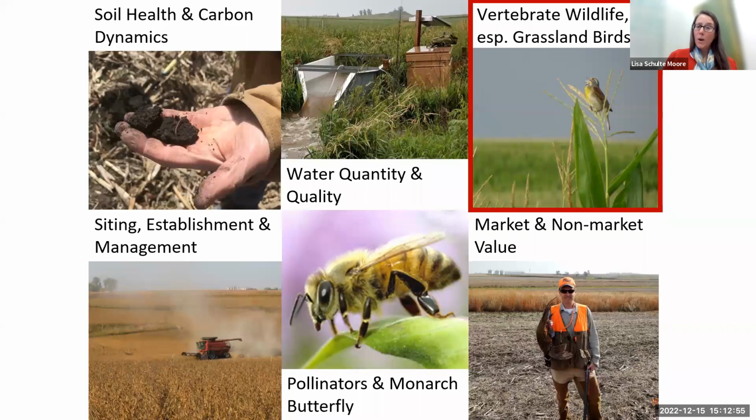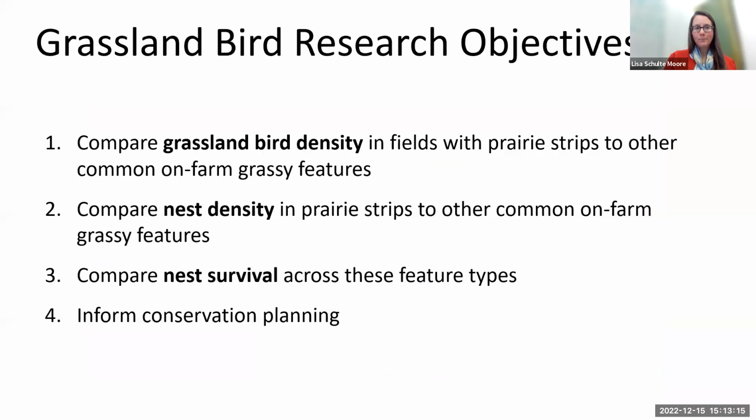And like with Strips 1, we're trying to look at what the impacts are across multiple metrics. And while today the focus is going to be on vertebrate wildlife, especially grassland birds, know that we're also, again, looking at multiple different ways that prairie strips might affect the agricultural environment and what else is out there.